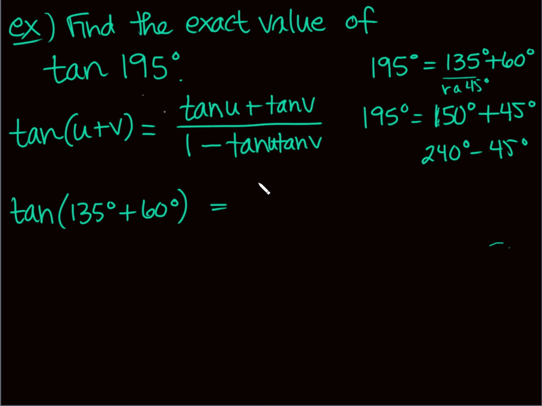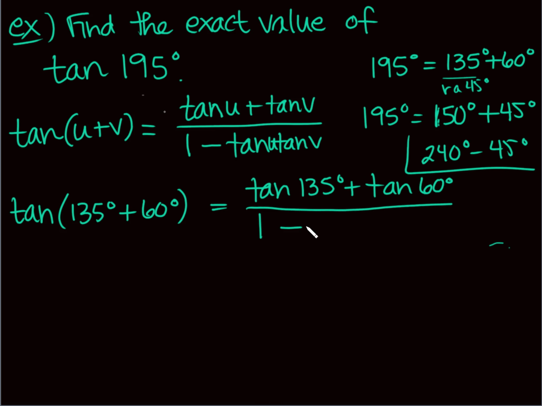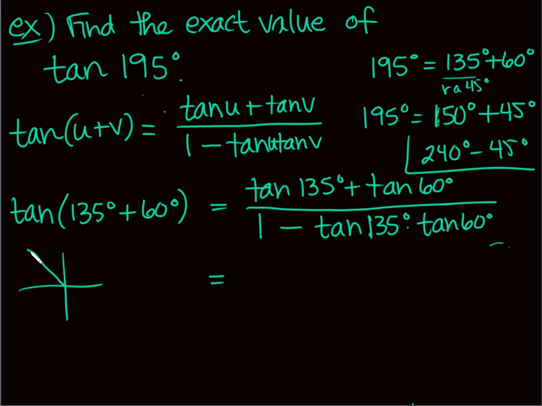Okay, so I'm going to take the tangent of 135 plus the tangent of 60, all divided by 1 minus the tangent of 135 times the tangent of 60. This should work out pretty nicely. Tangent of 135: 135 has reference angle 45 degrees. I know that the tangent of 45 degrees is 1. Because I'm in the second quadrant, the tangent of 135 is going to be -1, because tangent is negative in the second quadrant.